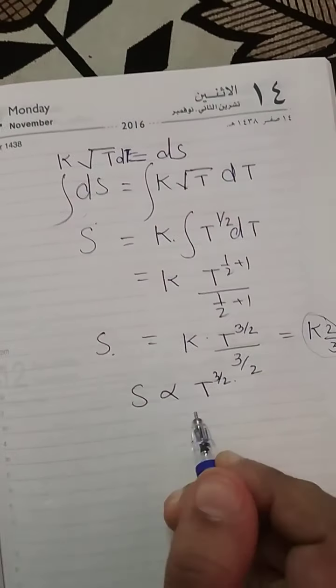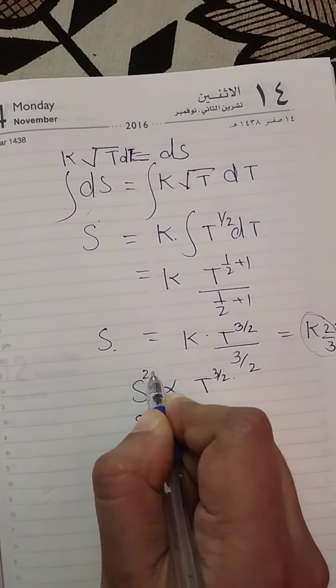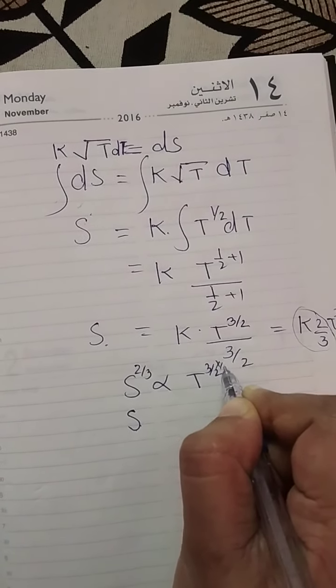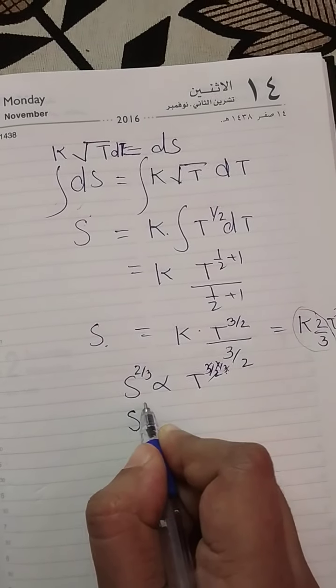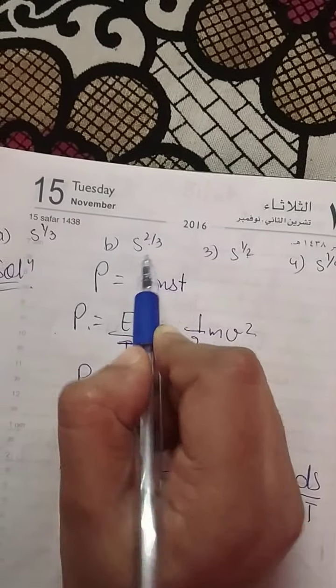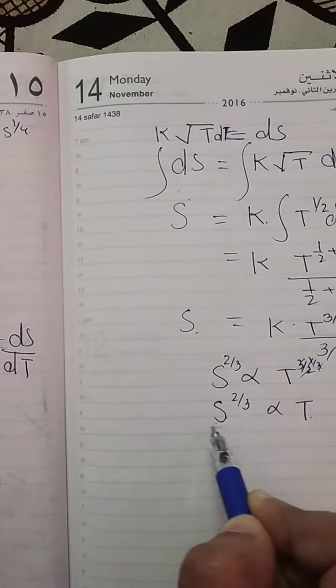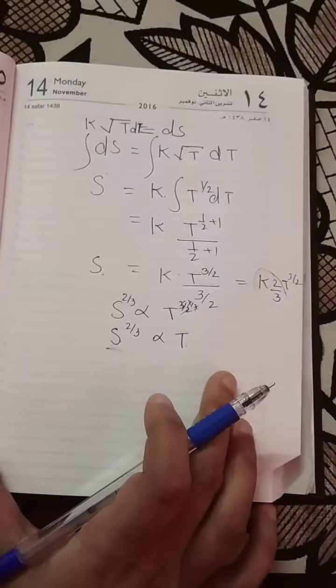Correct? Or if you multiply both sides by 2 by 3, it will be cancelled out. So s is proportional to t to the power 3 by 2, so it means 2 by 3 is the correct answer. So the second option is correct.